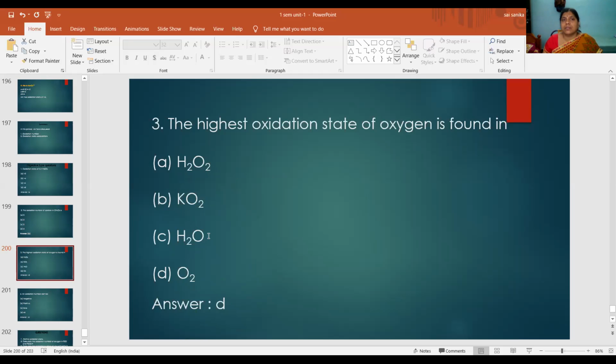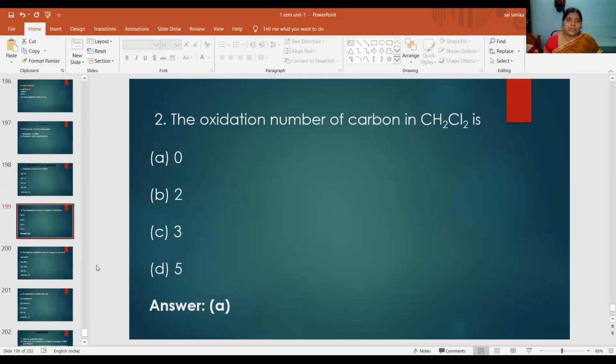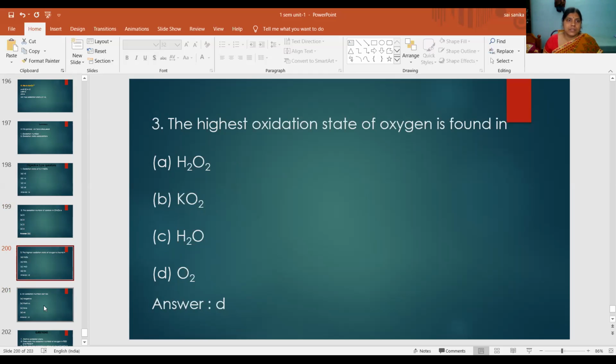Then this H2O. What is the oxidation state of oxygen in H2O? X +2, -2 it will become. So here, like that, +1, so half it will get. So 0 is the maximum, the highest oxidation state. So in covalent compounds it will be 0. Okay. This is finished, and this one.